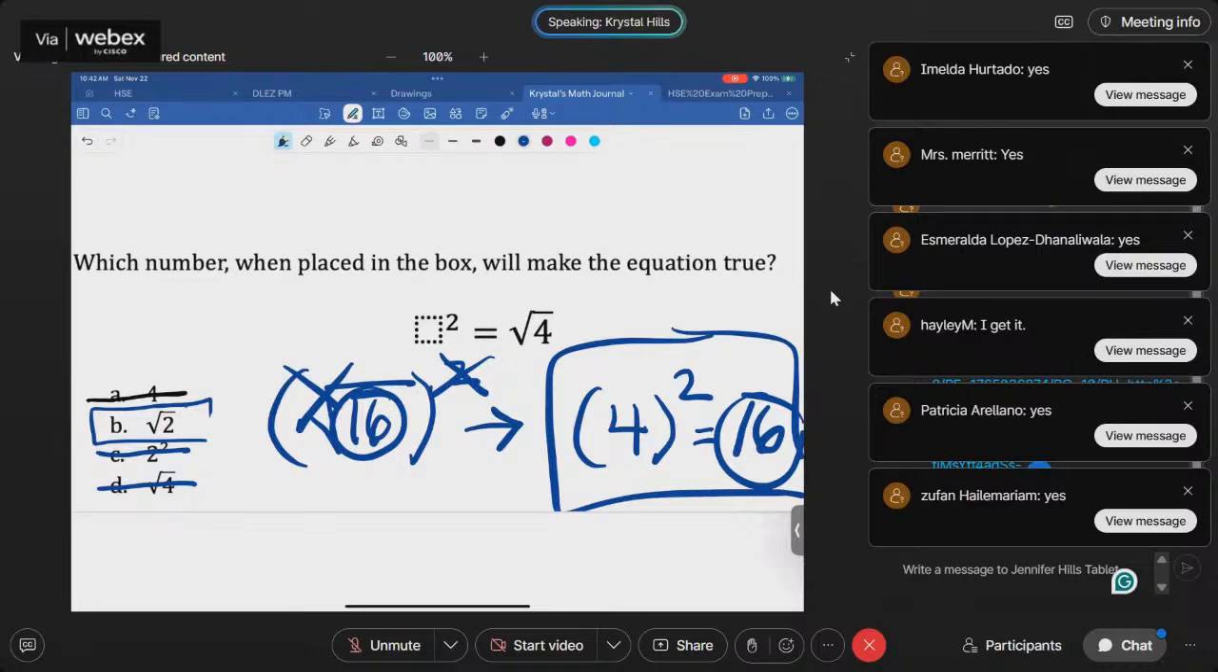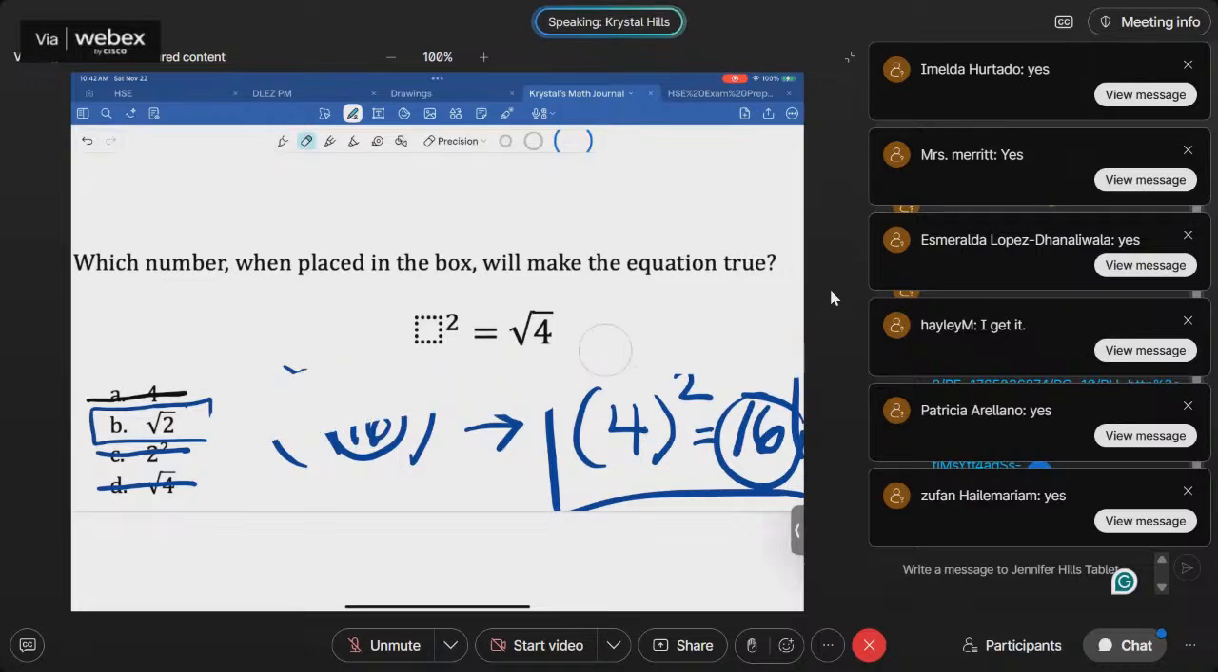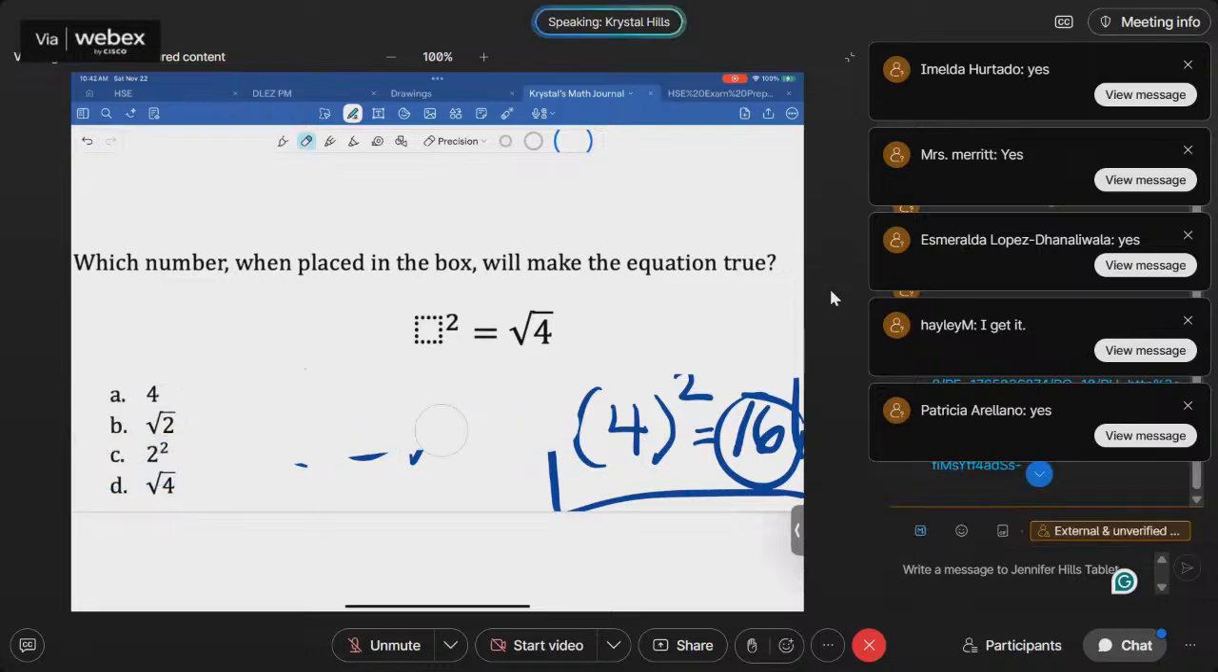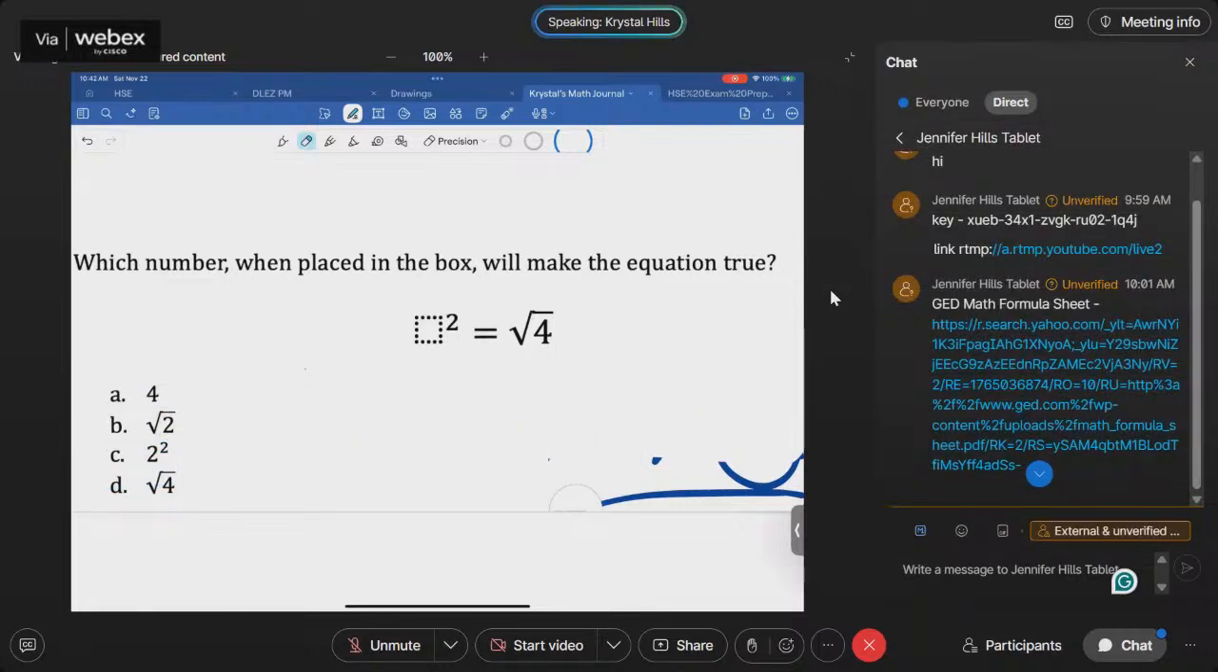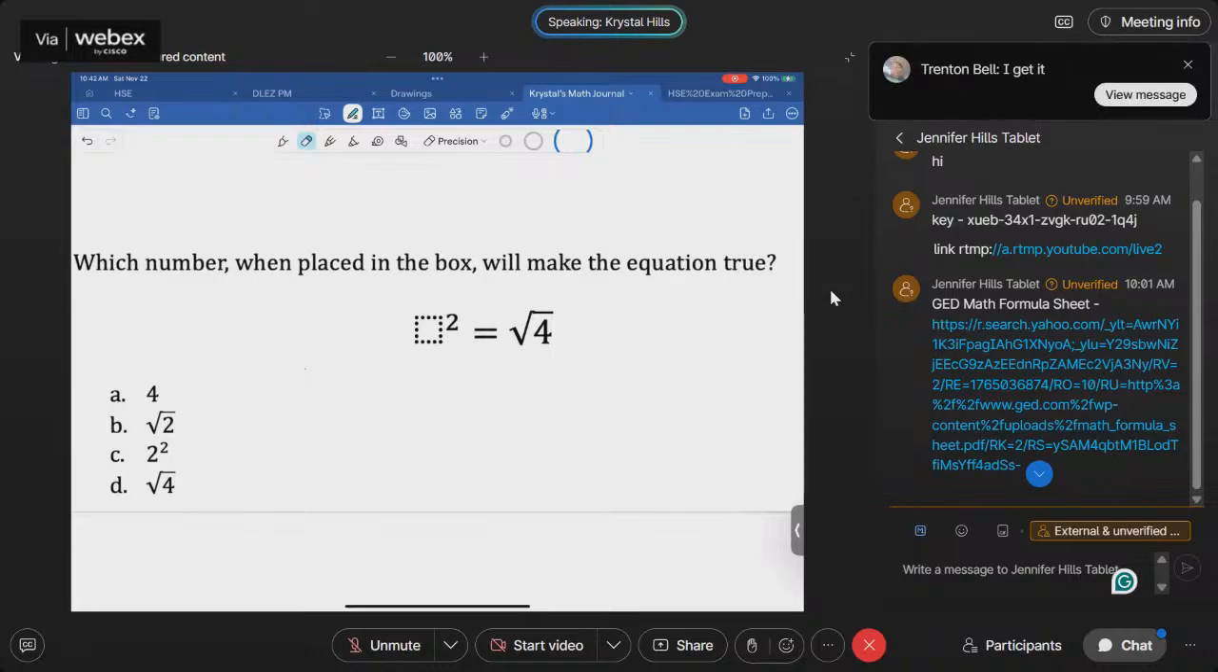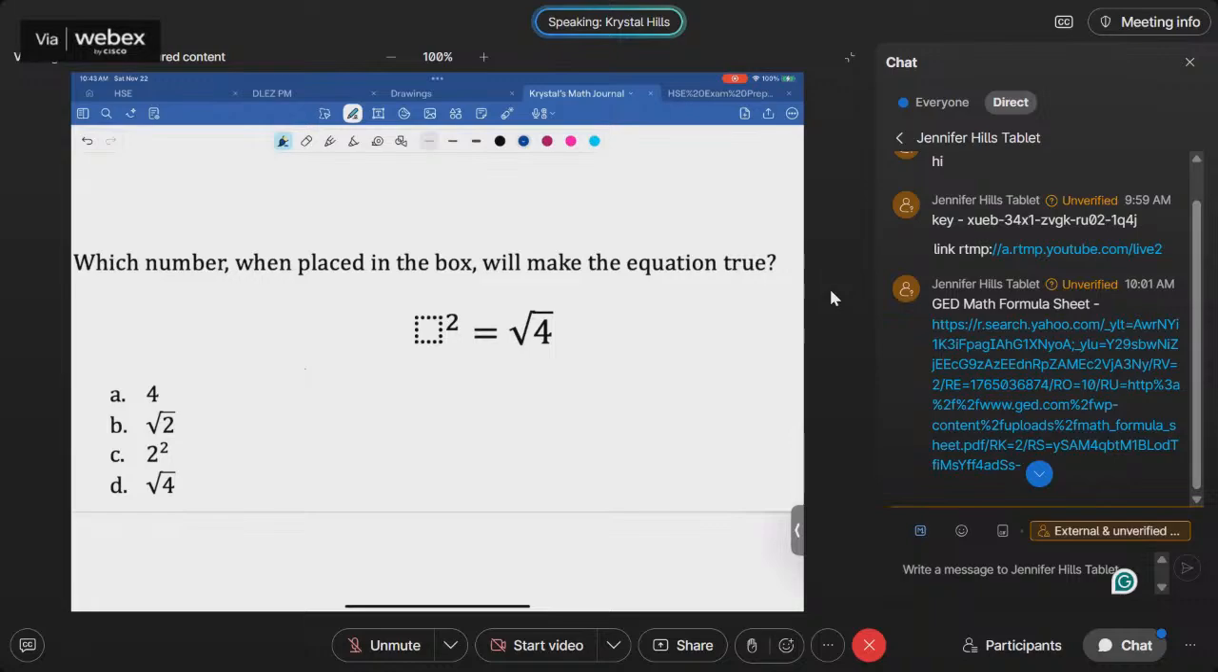Perfect. So once again, the lady told me, when you get a problem like this, solve, and sometimes it might not be on the right. This might be on this side. So solve what you can first, and then put your answer choices in that box. So the square root of 4 is 2, and we put every one of these answer choices into this box until we got what equals 2.